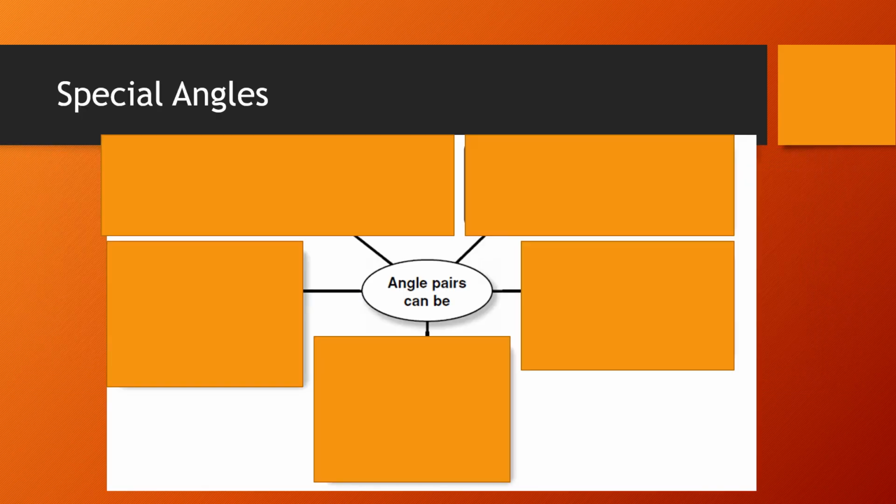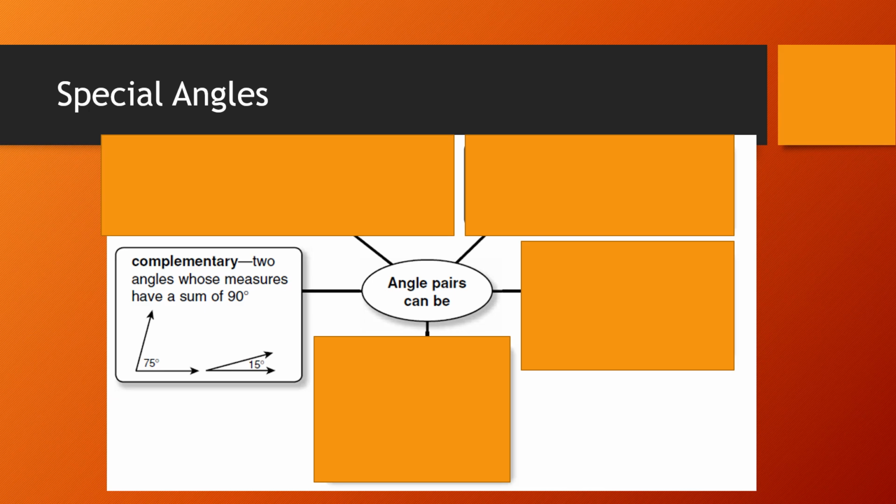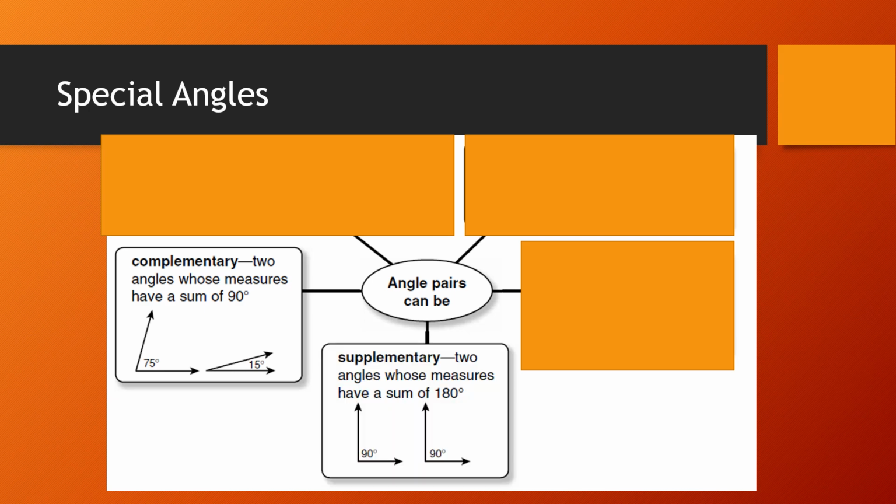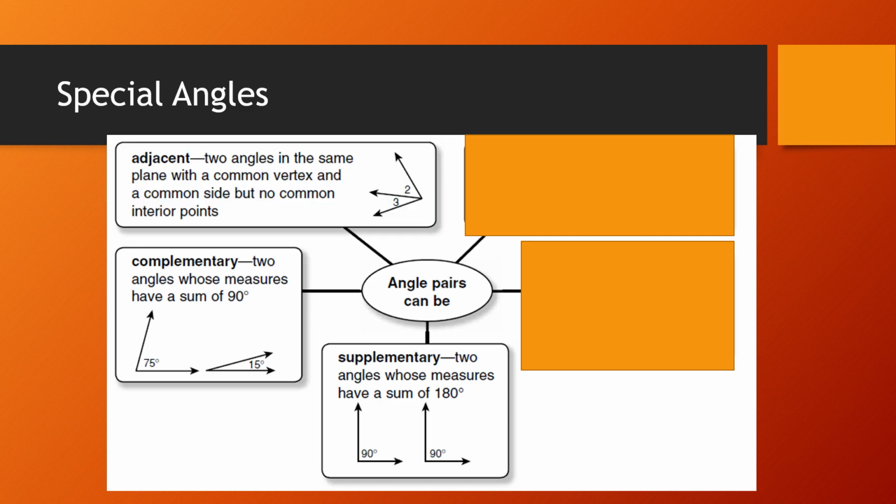Now we have some special angles that we're going to talk about. First is complementary. In complementary, you need to know that the sum of those angles is 90 degrees, versus supplementary, where they're going to have a sum of 180. For those of you who are always like, oh, I can't remember which one's which, I like to think of it in alphabetical order. C comes before S, 90 comes before 180, if that's helpful as you're trying to remember the difference between those two.